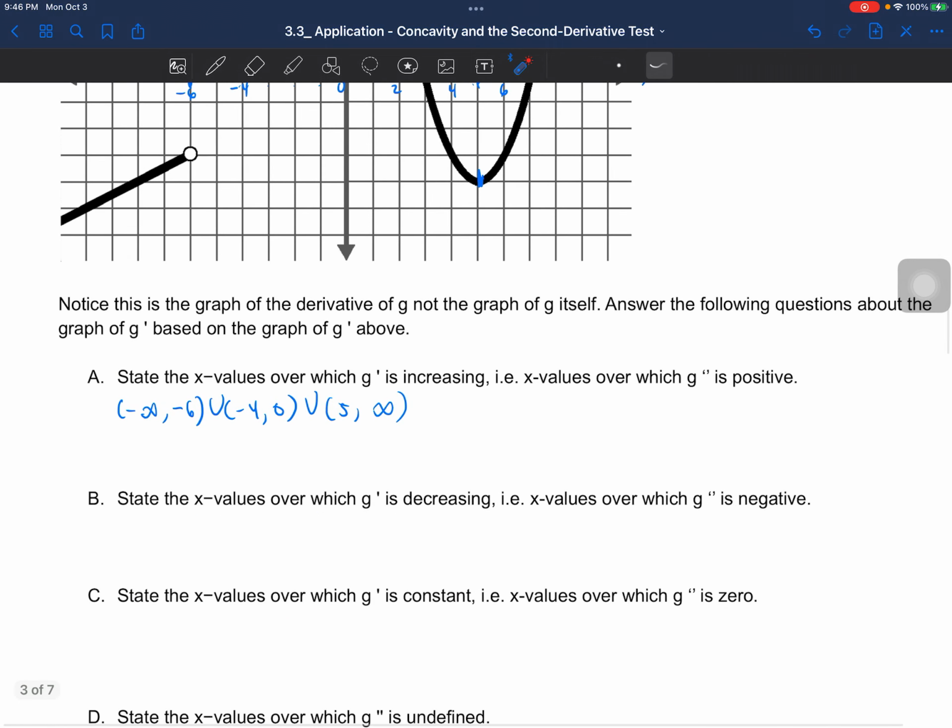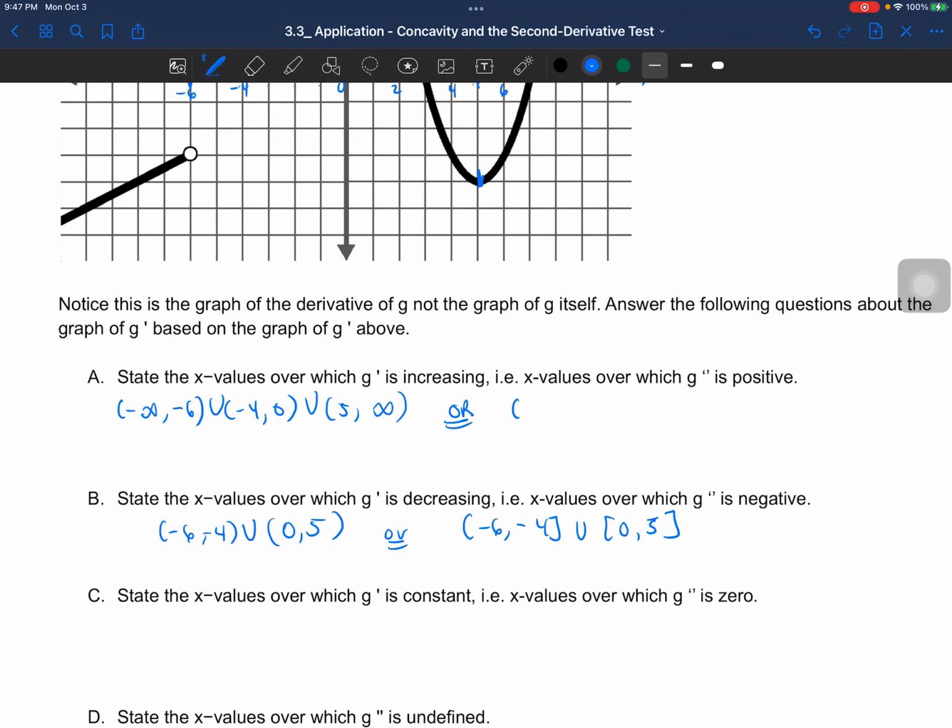behavior is decreasing. So from negative 6 to negative 4, or from 0 to 5. We can also say this: negative 6 to negative 4 bracket union from 0 to 5. Depends on the book that you're using. It's gonna give us different notation.